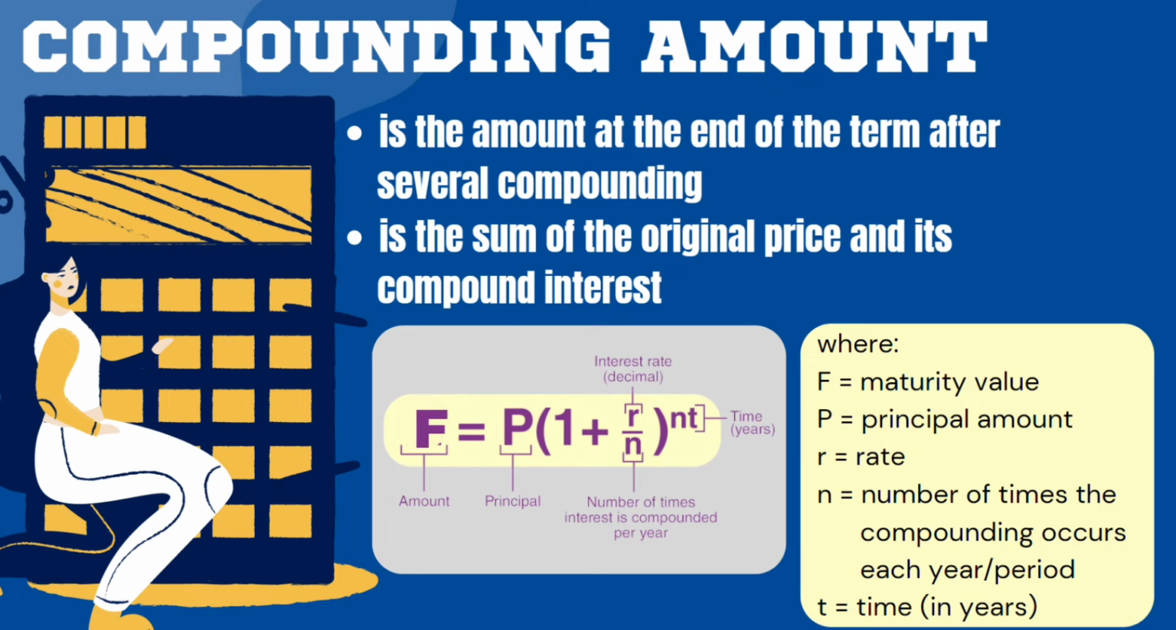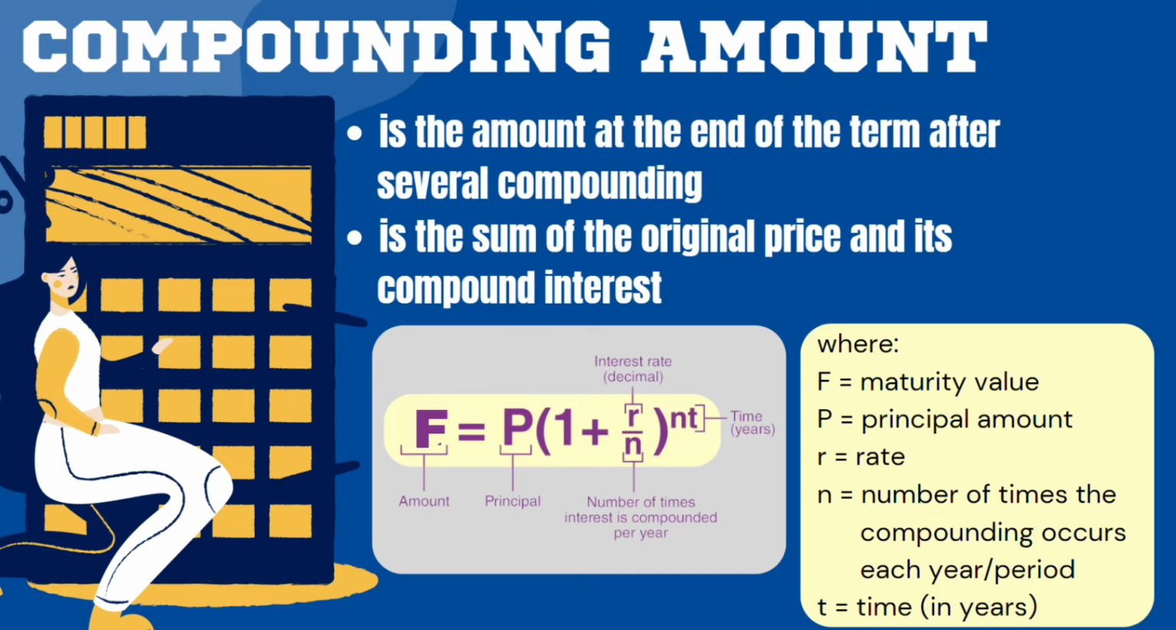Compounding amount. It is the amount at the end of the term after several compounding. It is the sum of the original price or the principal and its compound interest. In other words, compounding amount is when the original principal amount is added to all interest accrued or accumulated and compounded to the particular date of calculation.